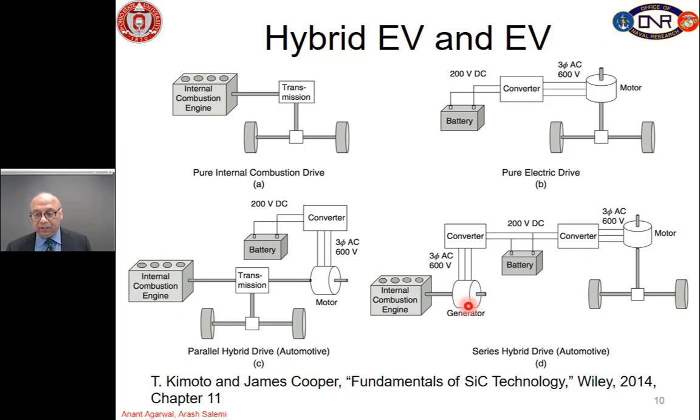The last one is a series hybrid drive, also used in certain kind of applications, where the IC engine essentially turns a generator, which creates a three-phase AC output, which is then processed by the power electronics converter and can charge the battery as well as provide power through another converter to the motor, which then drives the wheel. So, you can see that the power electronics can be used very effectively in pure electric drive and hybrid drives for automotive.